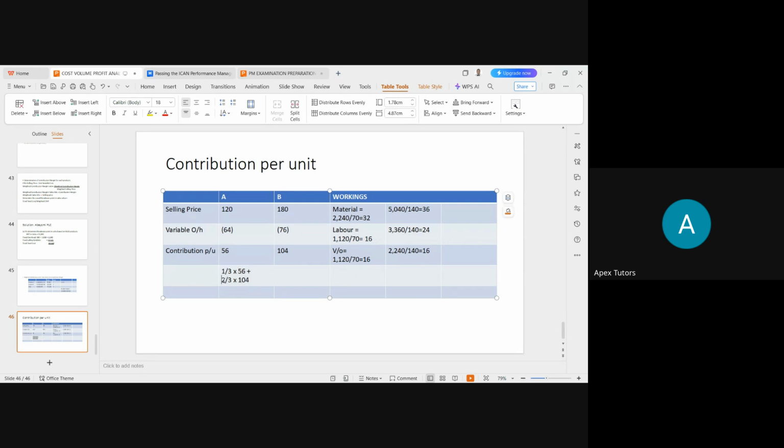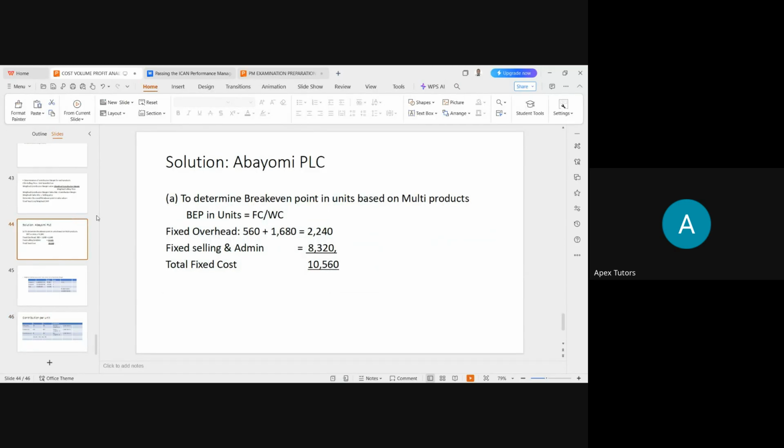So what will be the results? The weighted contribution will be 88. So what are we driving at? We want to determine our break-even point in units based on multi-products. And we said the formula is what? Fixed cost divided by weighted contribution.